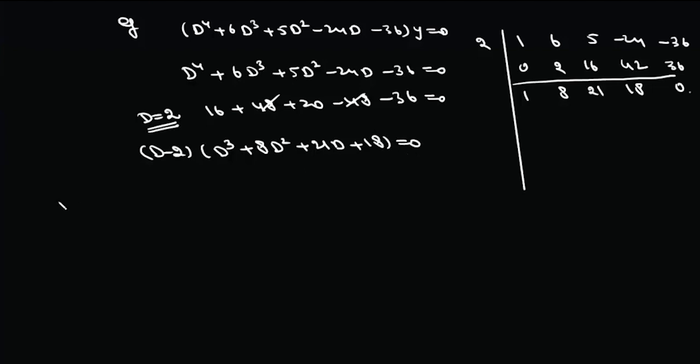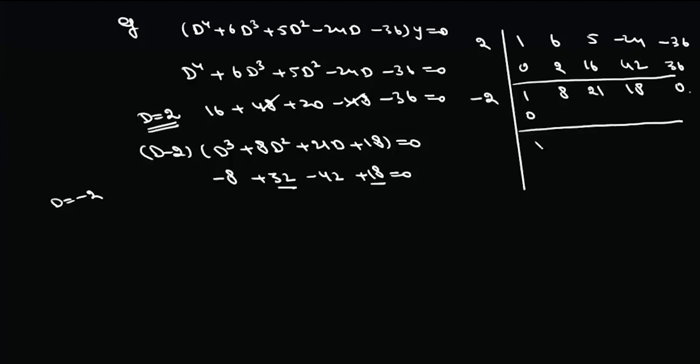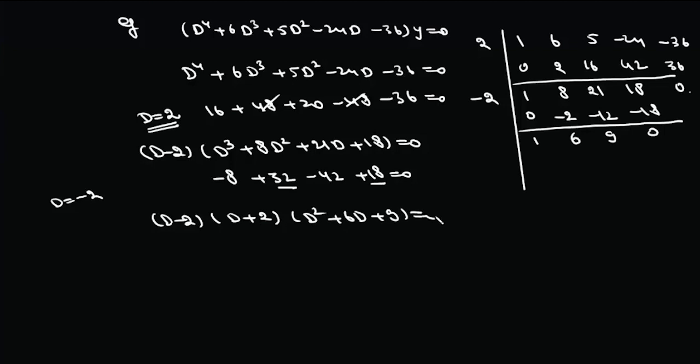Now minus 1 won't help. We'll try d equals minus 2. So it will be minus 8 plus 32 minus 42 plus 18. Now 32 plus 18 is 50, and 50 minus 50 is 0. So the next root is minus 2. Now this is minus 2, 6, minus 12, 9, minus 18, 0. So we can write this as d minus 2, d plus 2, d square plus 6d plus 9 equals 0.